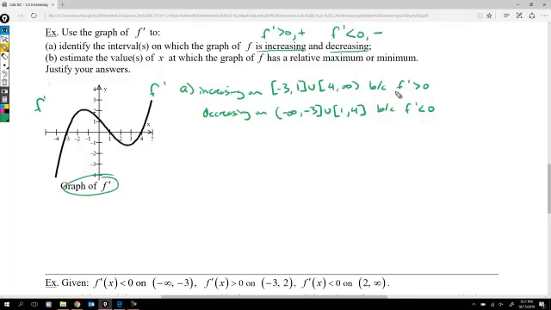An important thing to note is that your justification should always include the information that you're given. In this case, we're given the graph of f prime, so I need to justify my answers using f prime. Okay, now let's move on to B.